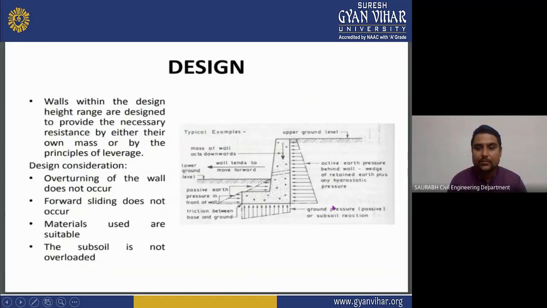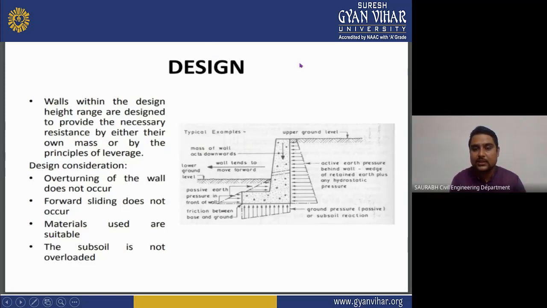Now we will see the design of a retaining wall, how to design a retaining wall. Walls within a design height range are designed to provide the necessary resistance either by their own mass or by the principle of leverage. And there are some design considerations: overturning of the wall does not occur, forward sliding does not occur, the materials used are suitable, and the subsoil is not overloaded.